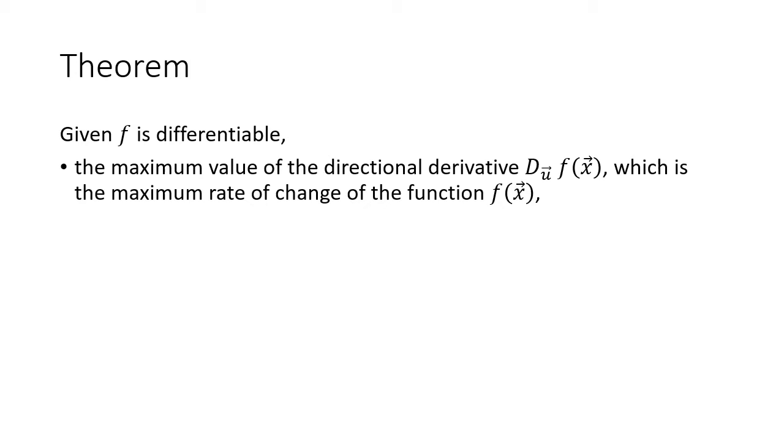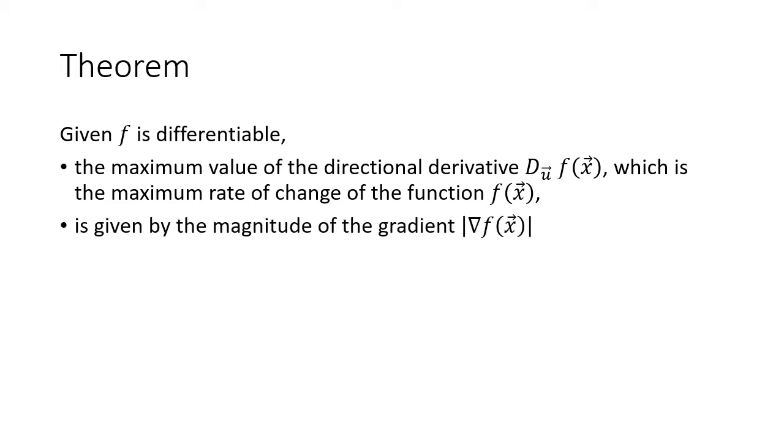Time for an important theorem about our gradient and how it relates to the directional derivative. The first part of this theorem says that the maximum value of the directional derivative, which really means the maximum rate of change, right? My directional derivative is a measure of the rate of change. It's a derivative rate of change. So the maximum of the derivative is a maximum of the rate of change. So the maximum rate of change of my function is going to be given by the magnitude of the gradient. And again, that might not be completely obvious why, but we'll go through a proof, don't worry.